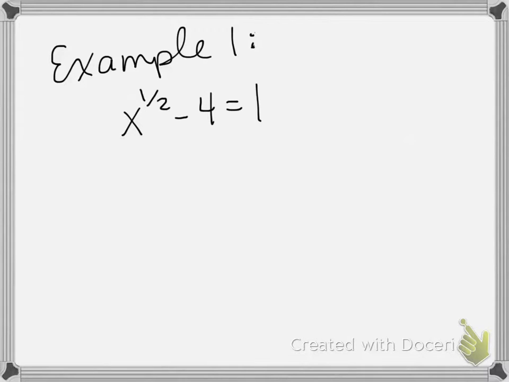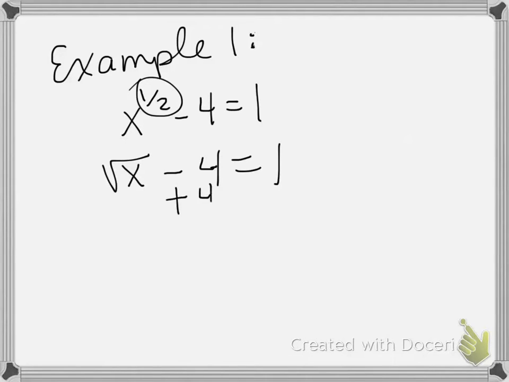The first example is x to the 1/2 power minus 4 equals 1. You might not immediately notice that this is a radical problem, but remember that if you have a power of 1/2, the 1/2 actually means square root. So I'm going to rewrite it as the square root of x minus 4 equals 1. To solve the problem, the first thing I need to do is get the root by itself, so I'm going to add 4 to both sides. So I have the square root of x equals 5.